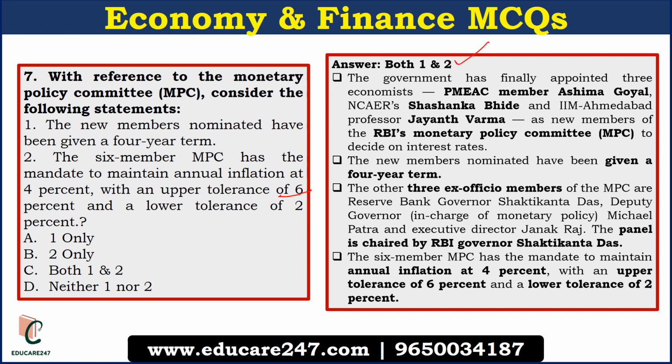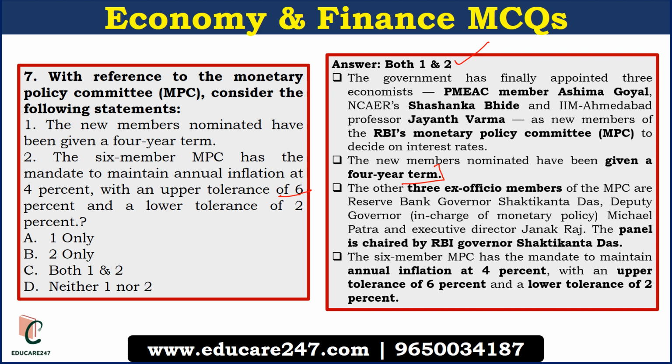Recently, the government has appointed Asima Goyal, Sashanka Bhide and Jayanth Varma as members of the Monetary Policy Committee, and they have been given a 4-year term. 3 members are ex officio members, that is Reserve Bank of India Governor Shaktikanta Das, Deputy Governor Michael Patra, who is in charge of monetary policy, and the Executive Director Janak Raj. The panel is chaired by the RBI Governor. So basically the Monetary Policy Committee is chaired by the RBI Governor.